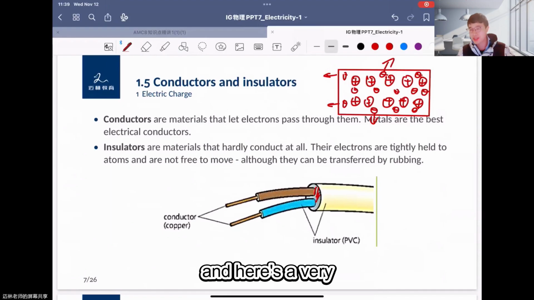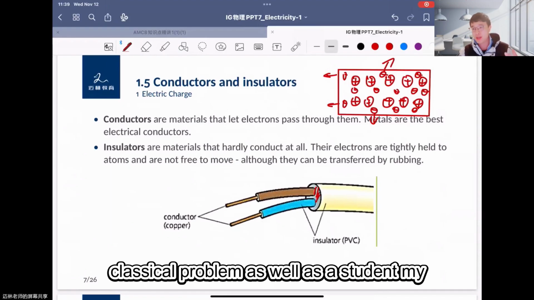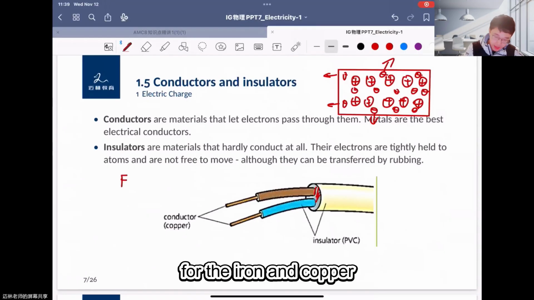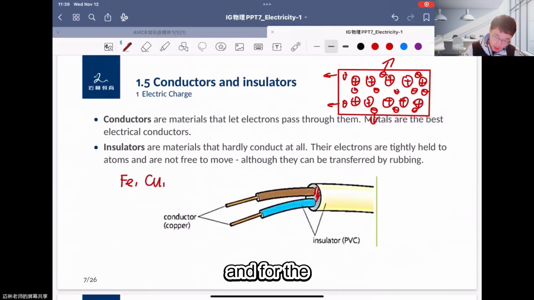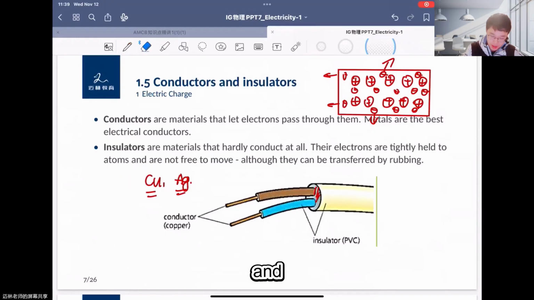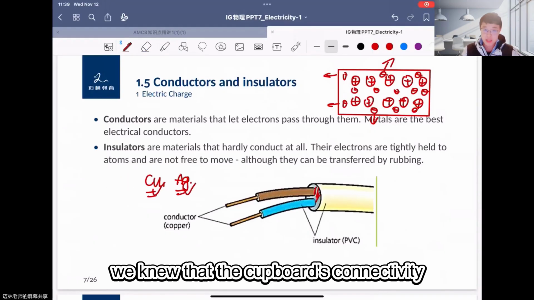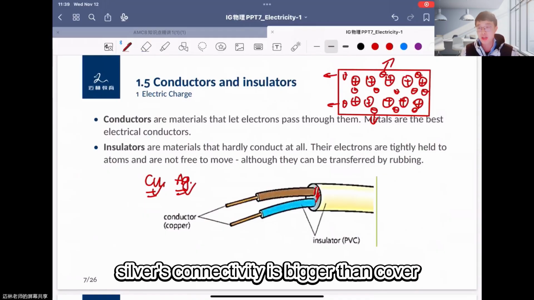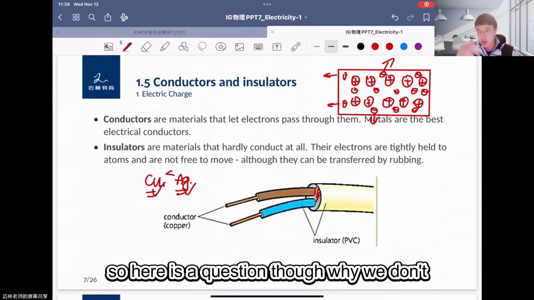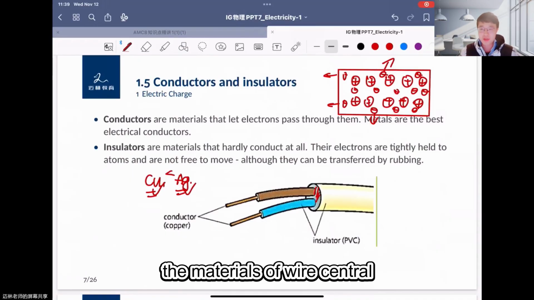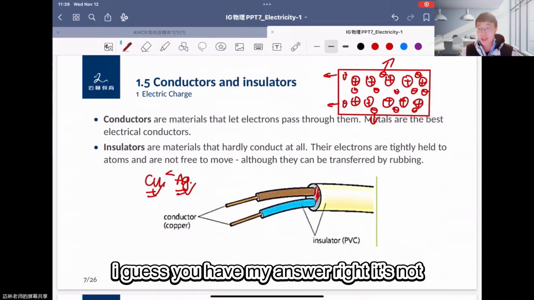And here's a very classical problem. When I was a student, my teacher asked me this question. For copper and silver, we knew that copper's conductivity is quite similar to silver, and even silver's conductivity is bigger than copper's. So here is a question: why don't we use silver as the material of the wire center? I guess you have an answer, right?